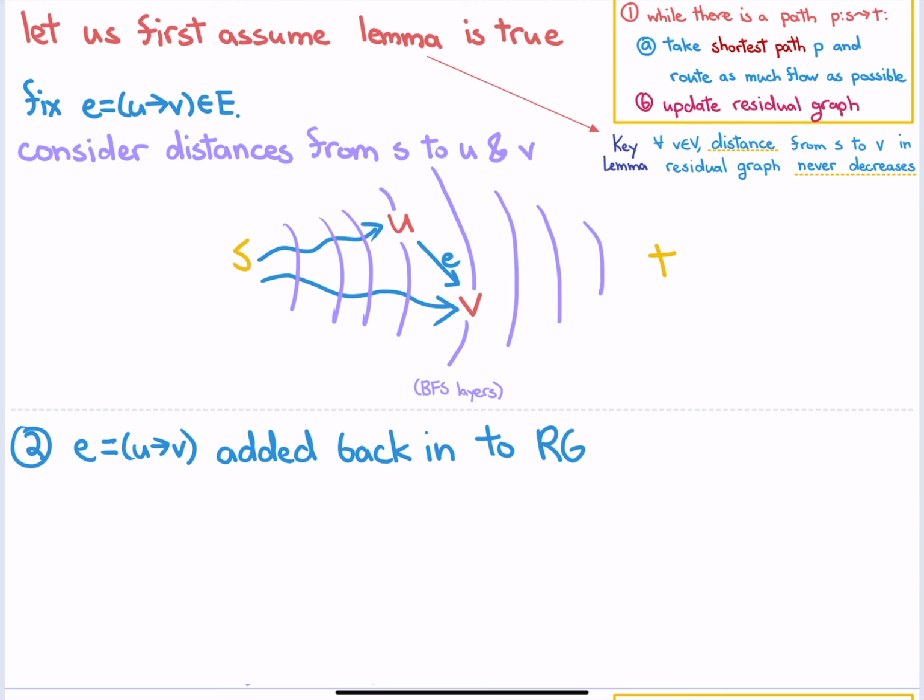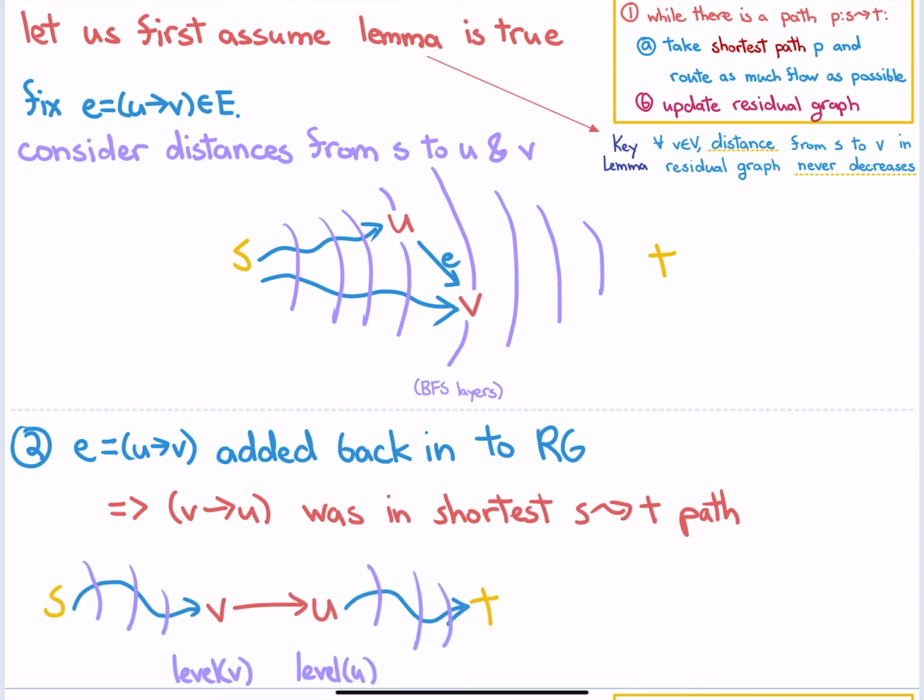So later, U to V disappeared, but later I might have sent flow in the opposite direction. And that gives capacity back in the U to V direction. So sometimes the edge reappears, which means the opposite edge had just been in the shortest S to T path. So that means we had something like this, where you're bouncing up layers and then you get to V, and then U was the next layer, and then you go on to T. That must have been the case. So we must have that the level of U is now one more than the level of V.